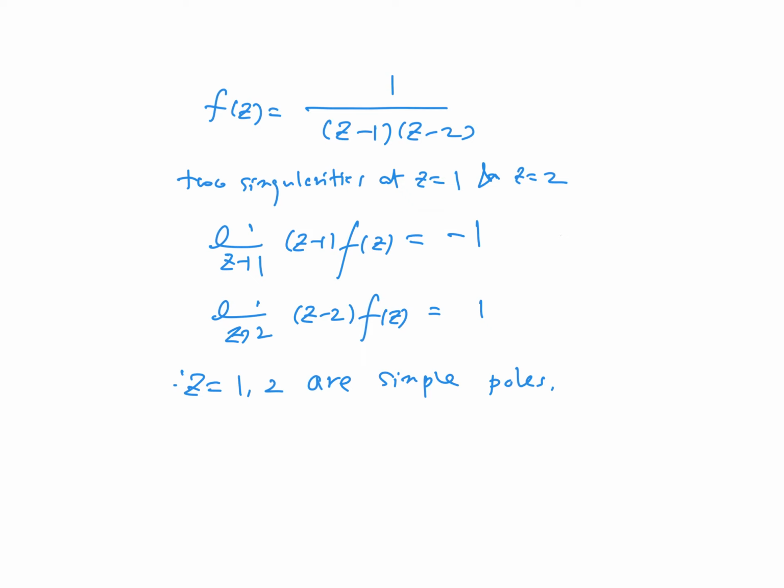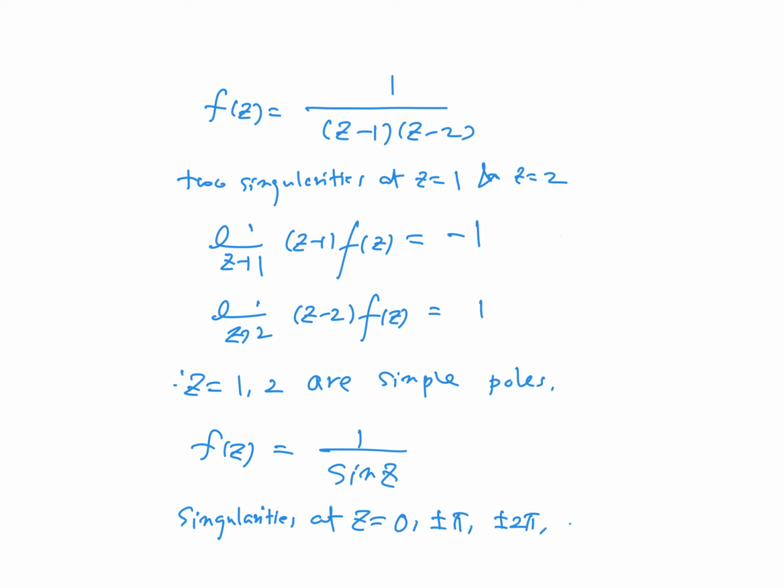A bit more difficult case is 1 over sin z. So you can at least know where the singularity is. That's where the denominator is 0, right? The singularity is at z equal to, there are many singularities in this case. Obviously, 0 is one point, right? 0, or plus minus pi, plus minus 2 pi, etc. So it has many singularities. So let's try to check one of the singularities, z times f(z).